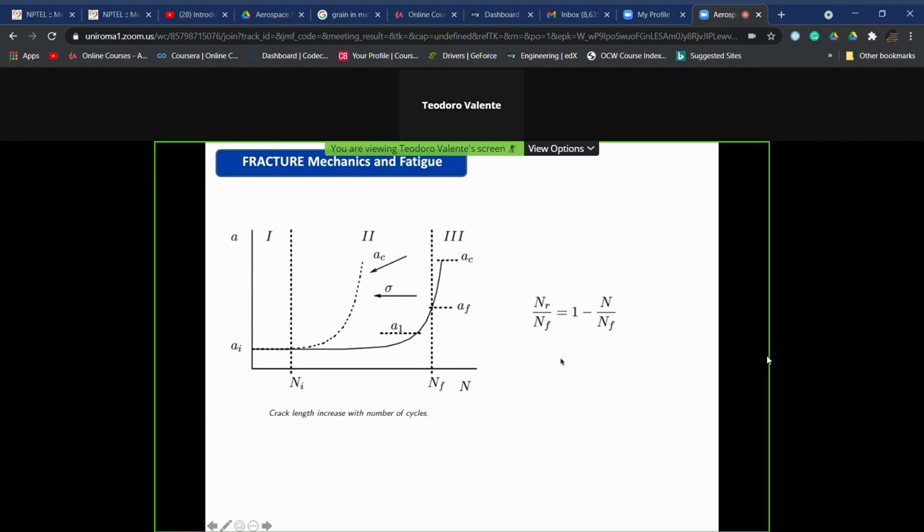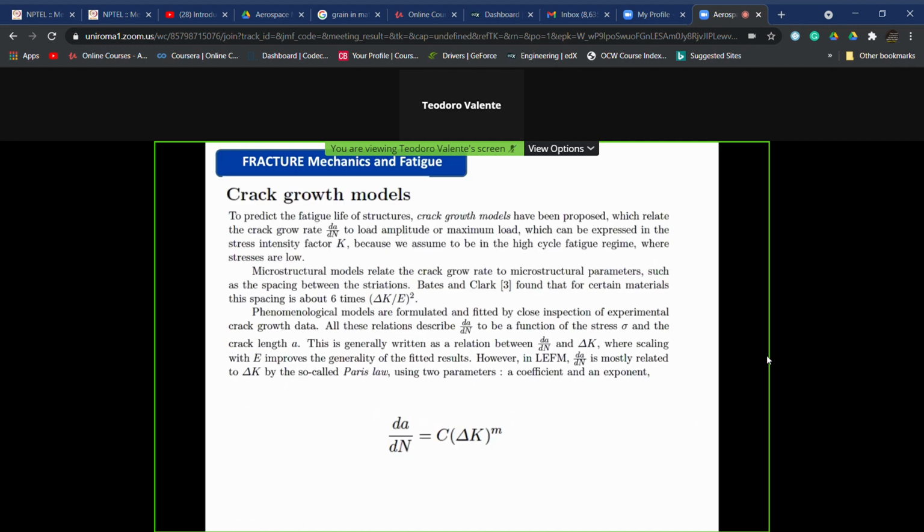So we have this sort of diagram in which you see the stages we have discussed, and the growth of the crack length with the number of cycles. We reach the failure cycles essentially when we have reached the critical crack length, and we define the rest life as the ratio between NR and NF, which is obviously equal also to 1 minus the effective number of cycles made divided by the failure number of cycles, depending obviously on the applied stress.